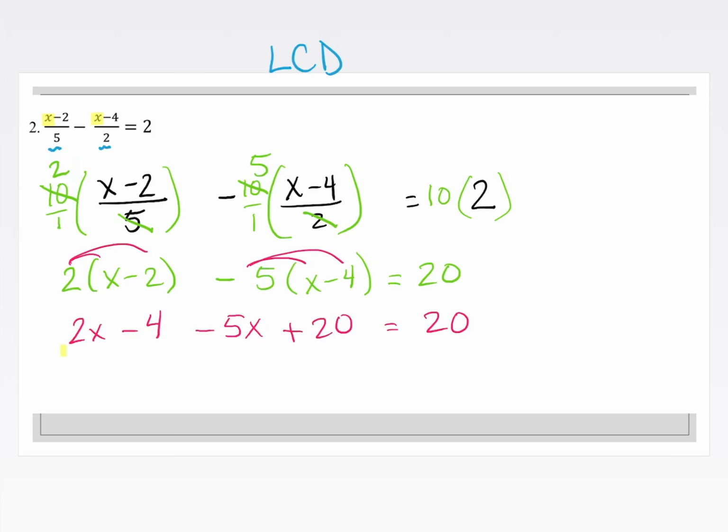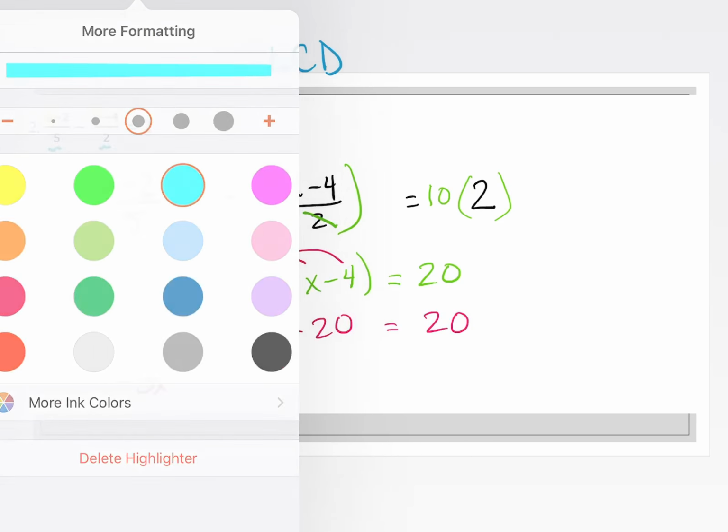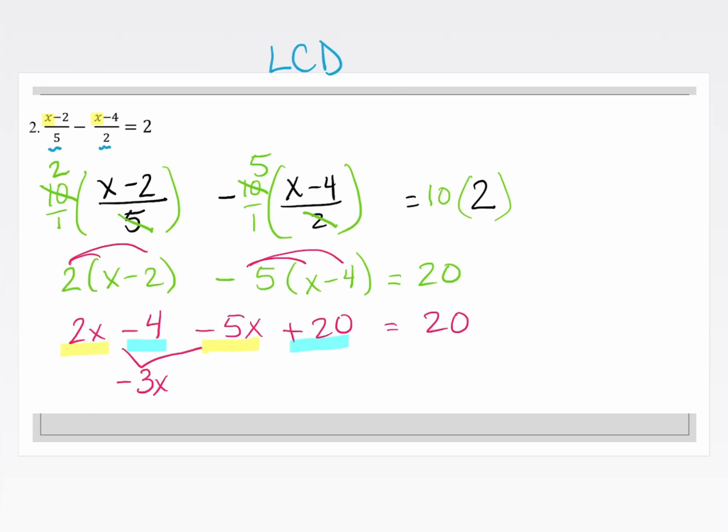So our like terms here, we have 2x and negative 5x. That adds to get negative 3x. And then we also have negative 4 and positive 20. That adds to get positive 16, and that's set equal to 20. So right now we have a two-step equation. Since we want to get our x alone, we're going to deal with this plus 16 first, our kind of third wheel. So the inverse of adding 16 is subtracting 16.